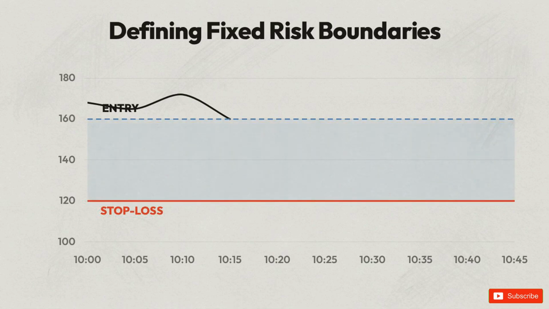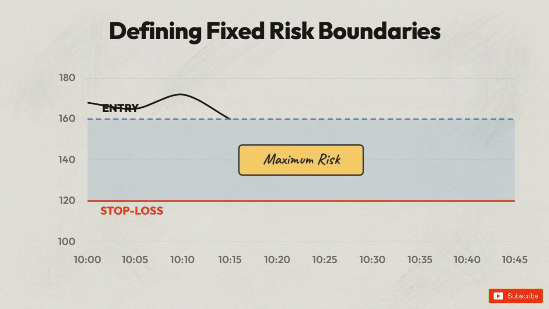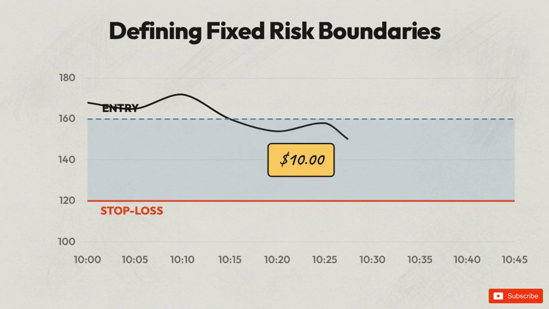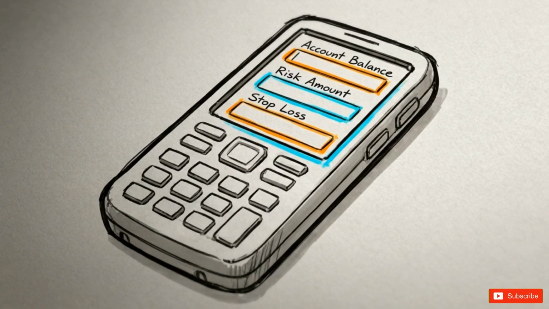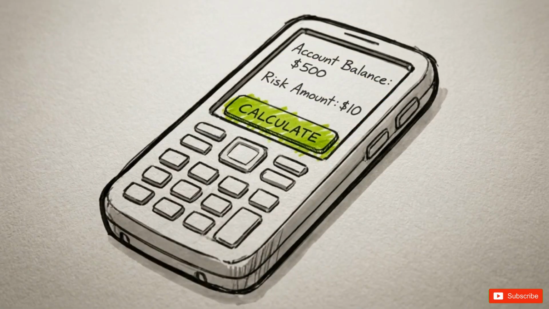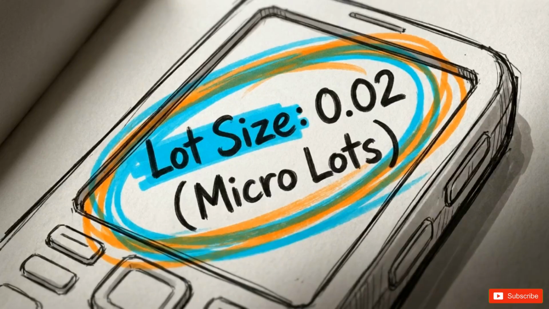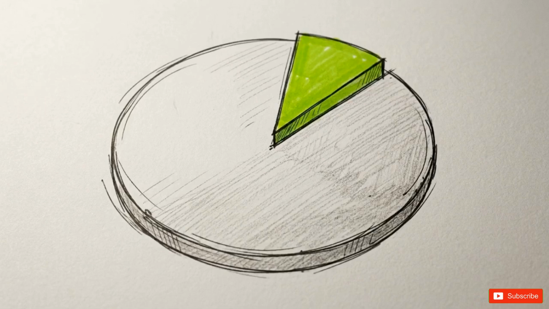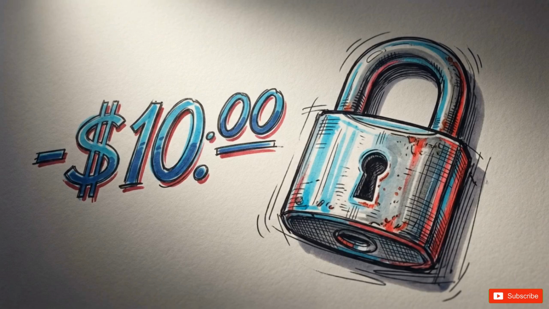Step 2 assigns a strict cash value to that physical space. You decide the absolute maximum dollar amount you are willing to lose if the market hits that red line. For this example, let's say you are willing to risk exactly $10. Step 3 is where you size the box. You take that $10 risk and the distance to your safety net, and you type them into a standard automated lot size calculator. The software processes those inputs and outputs the precise lot size you need. It calculates the exact fraction of a bundle required, so that if the market hits your safety net, your account loses that precise $10 and not a penny more.